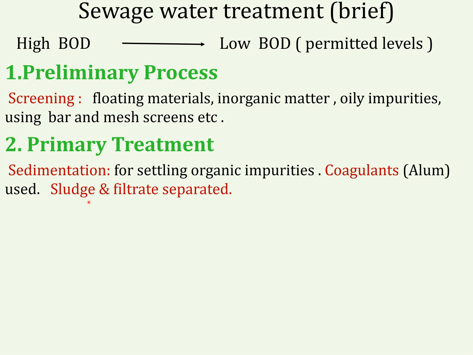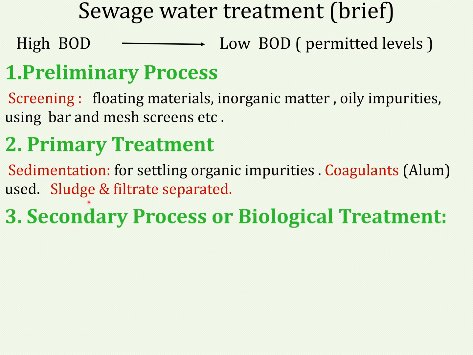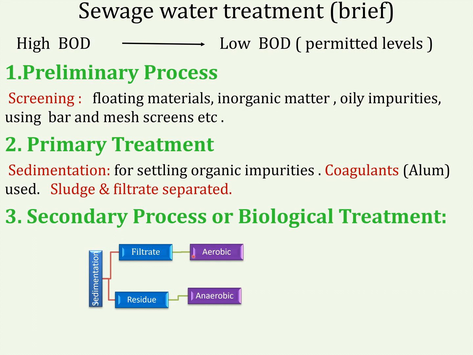Now what are we going to do? We are going to send them for secondary treatment, sludge separately and filtrate separately. Now remember, the secondary process is a biological treatment process. That means they are sent for biological treatment. Here it is: the filtrate is sent for an aerobic process. That means we are making use of aerobic microorganisms, for example the trickling water filter process, activated sludge method, etc. And what about the residue, the sludge? That is sent for an anaerobic process, making use of anaerobic microorganisms, for example UASB. Well, we will be dealing with both these processes in detail in the coming slides.